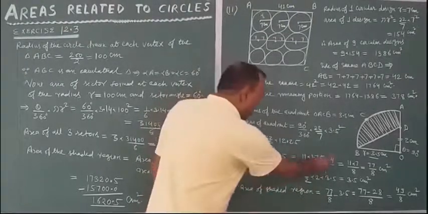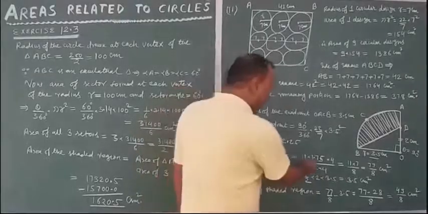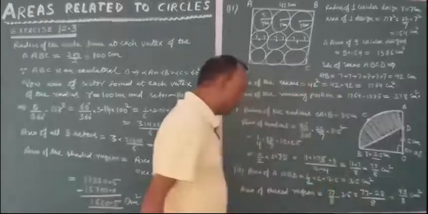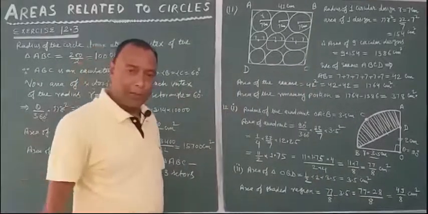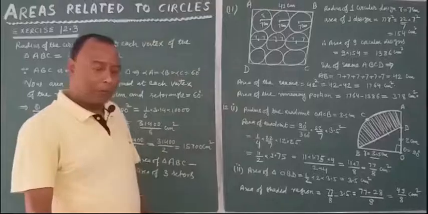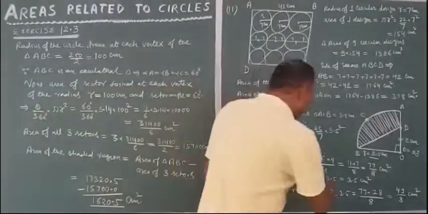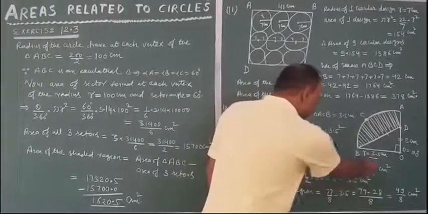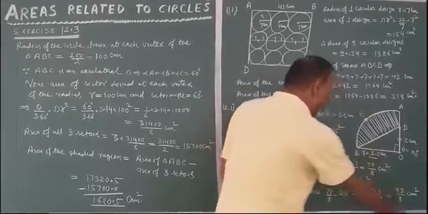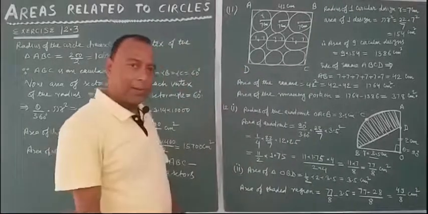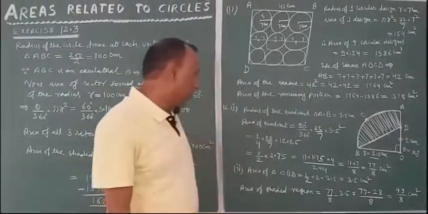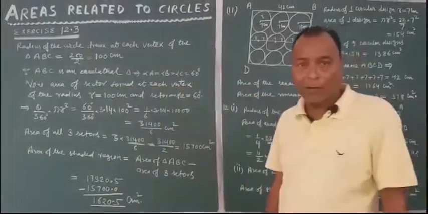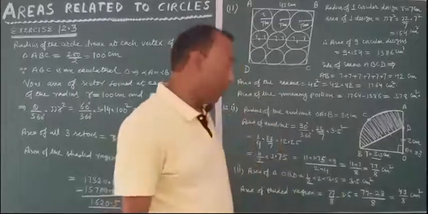Multiply both numbers by 4. So you will get 11 into 1.75 multiplied by 4, and in the denominator also multiply by 4. When we multiply numerator and denominator both by 4, what we get is 1.75 into 4, which is 7. So 11 into 7 is 77 and 2 into 4 is 8, that is 77 upon 8 centimeter square. Okay, so what will be the area of the quadrant? That is 77 upon 8 centimeter square.